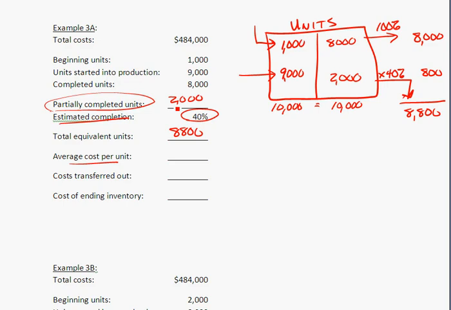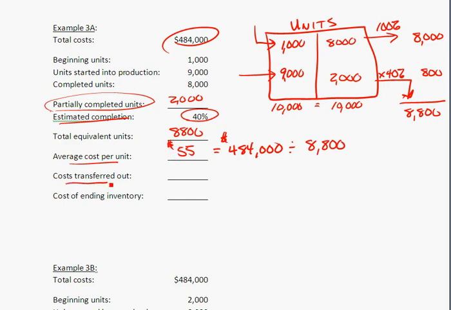Our average cost per unit then, again, we'll take our total cost, $484,000, and we'll divide that by our equivalent units of 8,800 units. And we get an average cost per unit of $55.